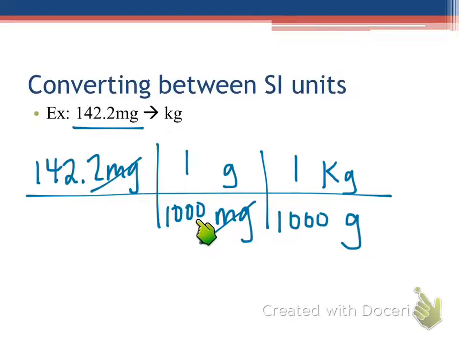1 gram is equal to 1,000 milligrams. 1 kilogram is equal to 1,000 grams. Okay, so without doing any math, now I'm done. I've canceled grams. I'm left with kilograms. That's exactly what I want. Now, to solve my T-chart, I multiply across the whole top, then divide by the whole bottom. Multiply across the whole top, divide by the whole bottom.